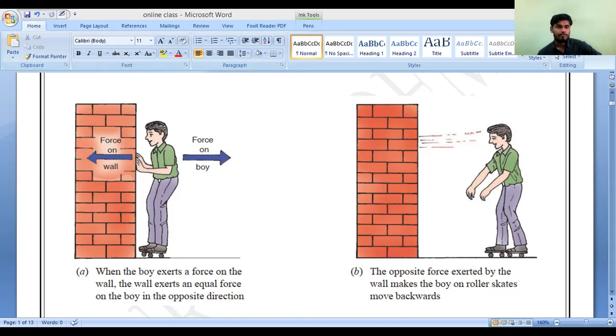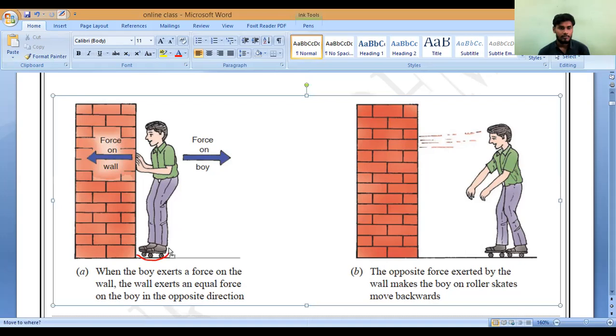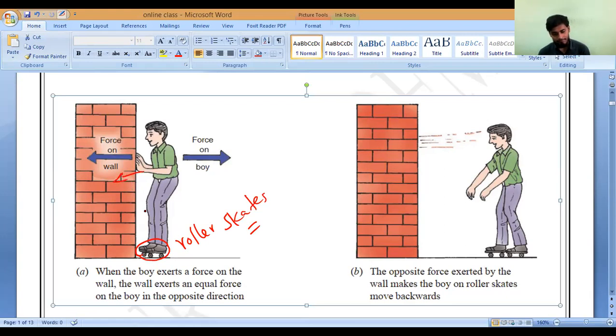Have you observed? Yes, sir. Please tell me, what is he wearing in this picture? Roller skates. Is it yes or no? Skating, right? So he is wearing roller skates. Now, in this picture, what are you trying to observe? He is trying to push the wall. Is it yes or no? With his hands, he is trying to push the wall. Is it like this, correct or not? All of you observe very carefully. With his hands, he is trying to push the wall, means he is applying force on the wall.